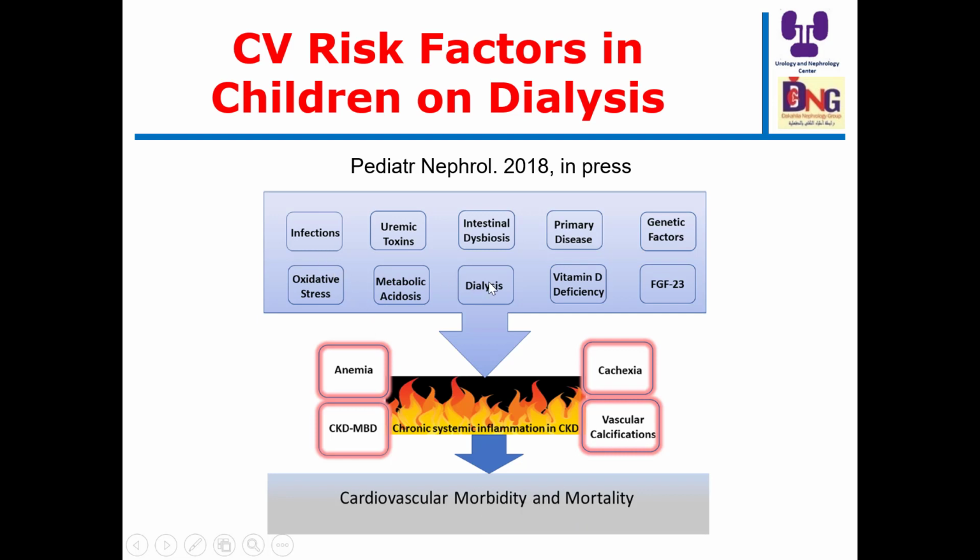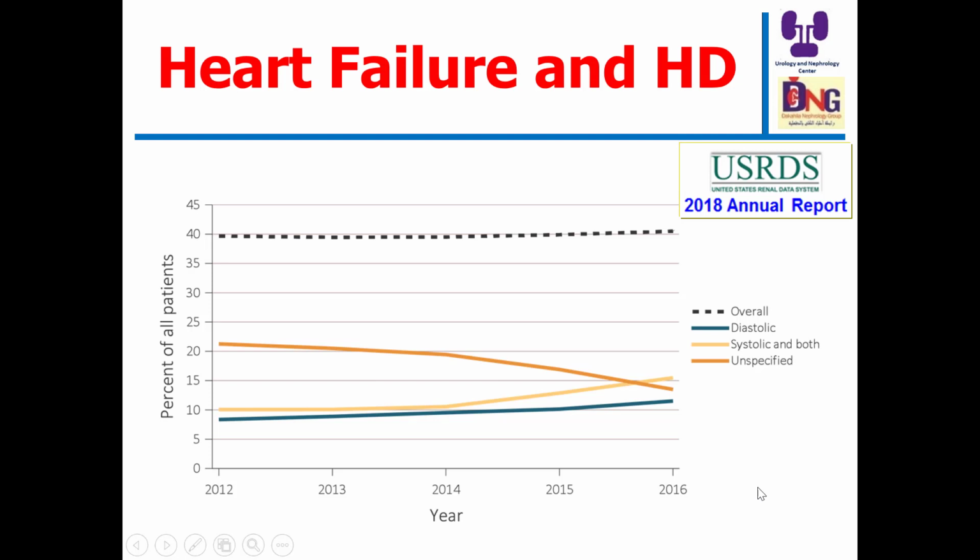Dialysis itself, infections, uremic toxins, disturbance of gut microbiome, intestinal dysbiosis, which is common in dialysis patients, the effect and the impact of primary disease, genetic predisposition, CKD MBD profile, high FGF23, vitamin D deficiency, metabolic acidosis, oxidative stress, anemia, vascular calcification, malnutrition. All these factors increase the development of cardiovascular disease and morbidities.